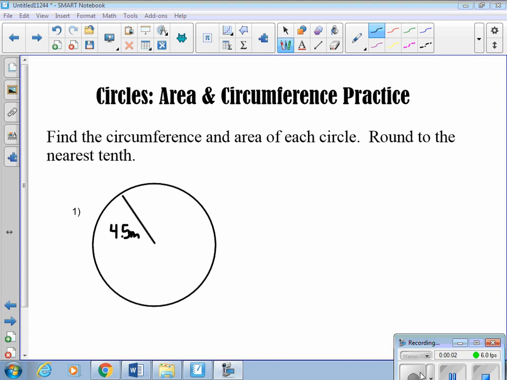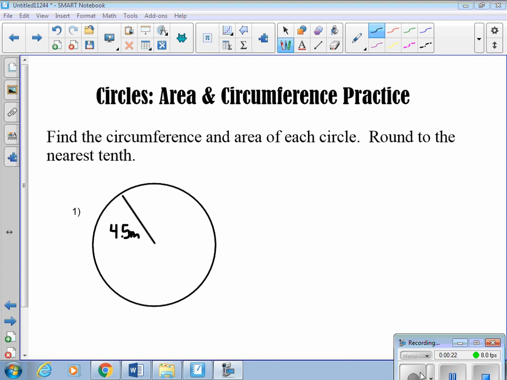Alright, so now you learned what a circle has. Now you need to be able to apply what you have learned and find the area and the circumference of a circle. So we're going to go over that. I have 3 problems. They go with the practice problems that are at the front table.